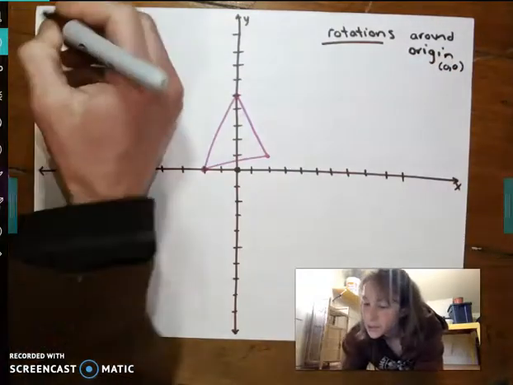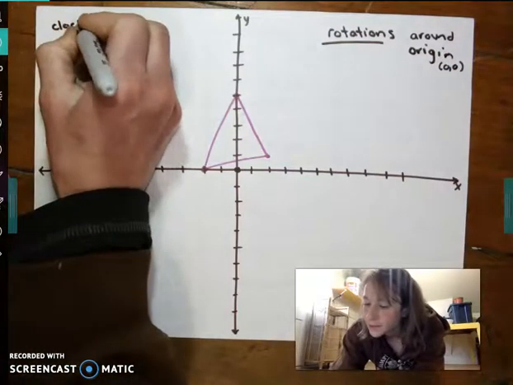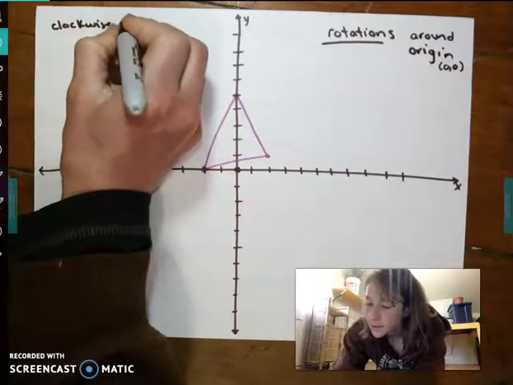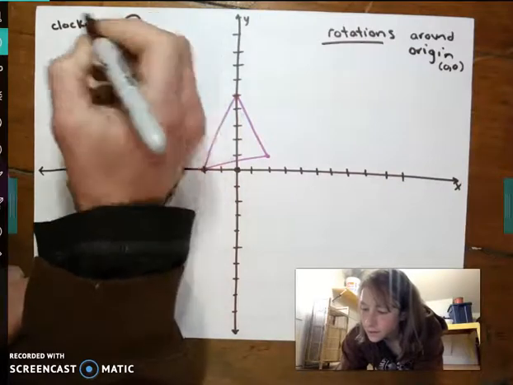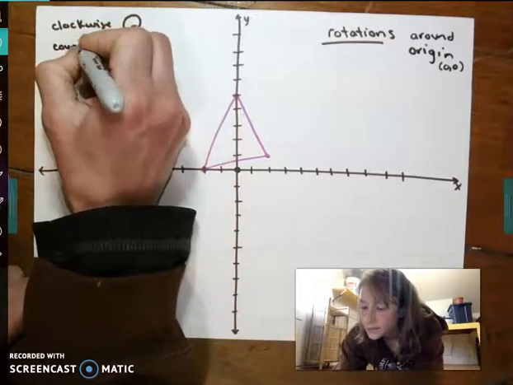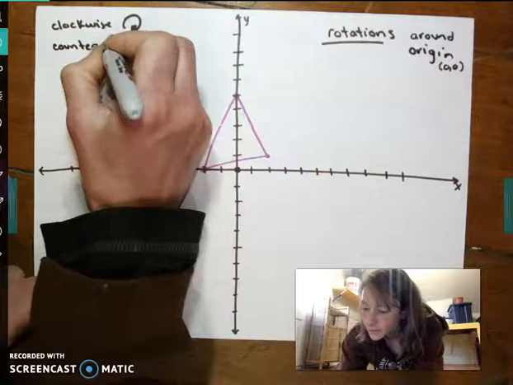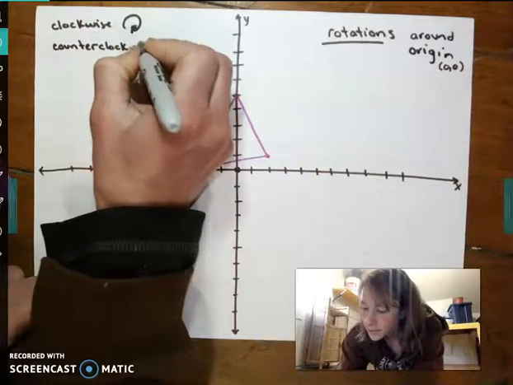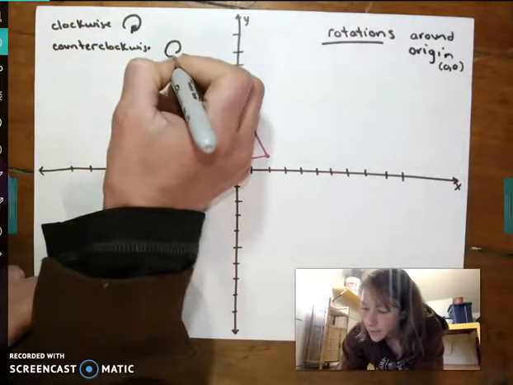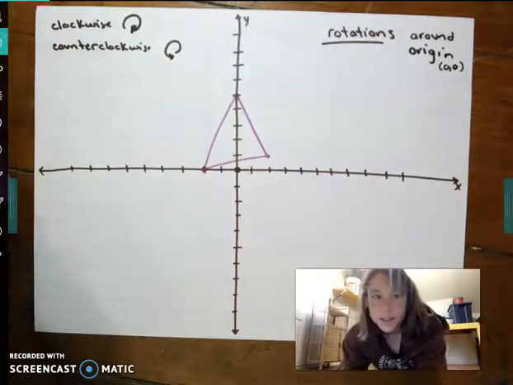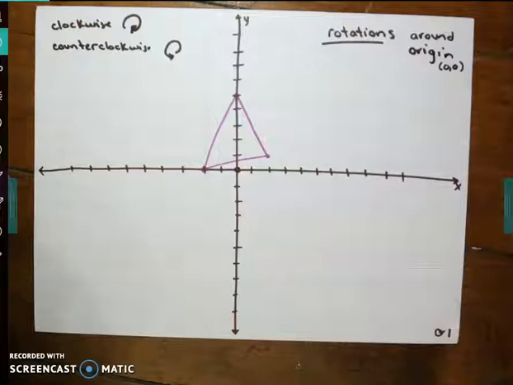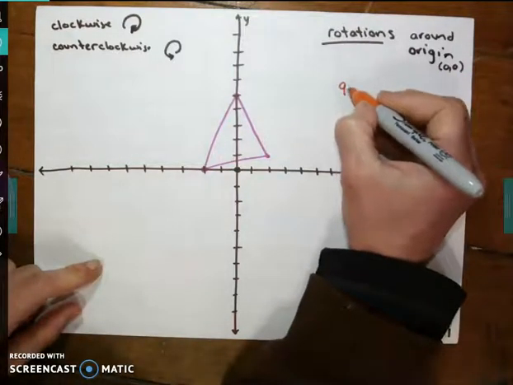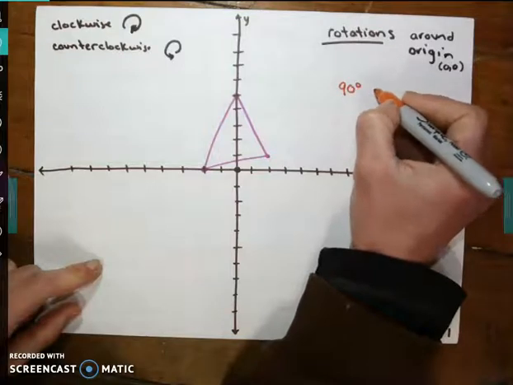So a couple other words you'll need to know. Clockwise means we're going around it this way, like a clock. Counterclockwise means we're going around it in the backwards direction. So let's take a look at a rotation by, first let's do 90 degrees counterclockwise.